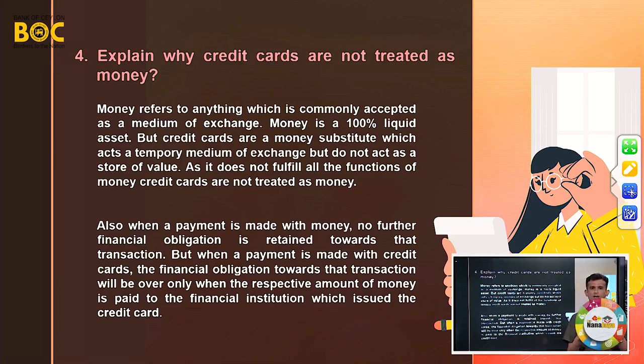So like this, we need to directly say why a credit card is not treated as money. We defined money, we identified what is meant by a credit card, and we say because the credit card is not performing all the functions of money, it is not treated as money. And the other thing is, when a payment is made with money, no further financial obligation is retained towards that transaction. But when a payment is made with credit cards, the financial obligation will be over only when the respective amount of money is paid to the financial institution which issued the credit card. So therefore, credit cards are not treated as money. We have to develop the answer and present it in a proper flow in a structured question like this.